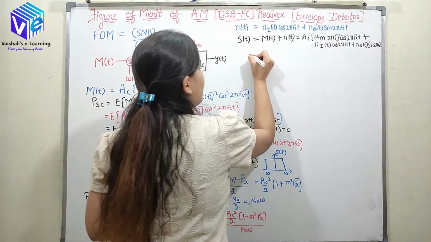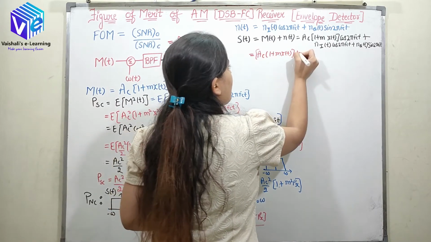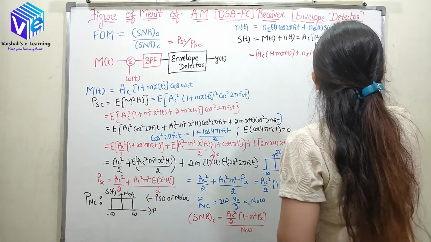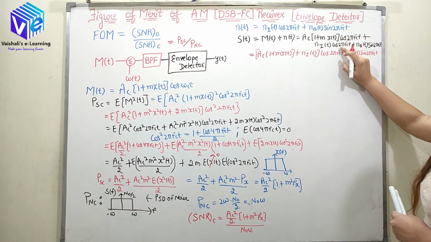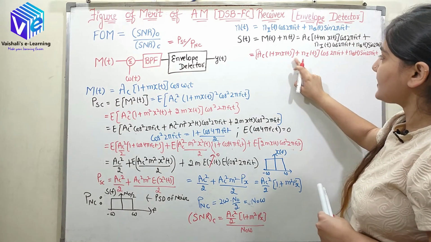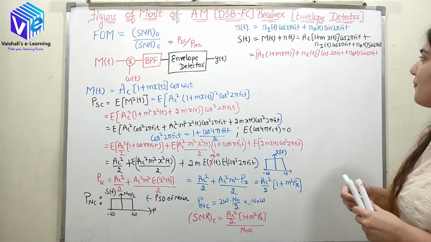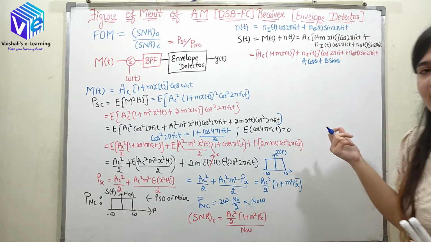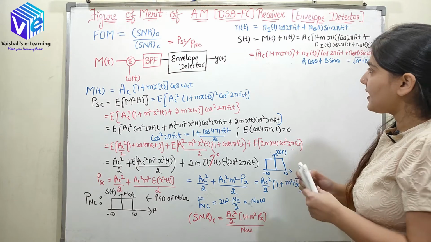So here if I simplify this equation, I can write it as Ac (1 plus m of x(t)) plus nI(t), times cos 2 pi fc t, plus nQ(t) sin 2 pi fc t. What I have done is, it is multiplied by cos, and it is also multiplied by cos, so I have taken this cos common. So here I have Ac (1 plus m of x(t)) plus nI(t) into cos 2 pi fc t plus nQ(t) sin 2 pi fc t. Now this is in the form of A cos theta plus B sin theta. So if I need to find the envelope, it will be equal to the square root of A square plus B square.